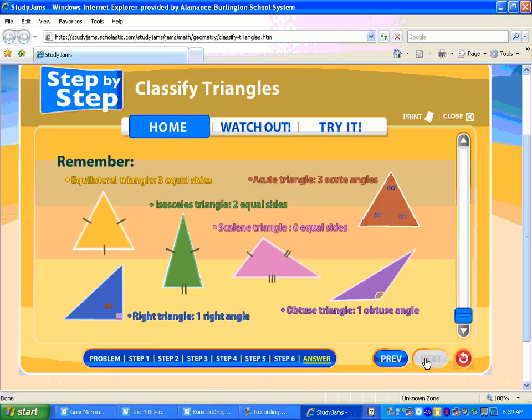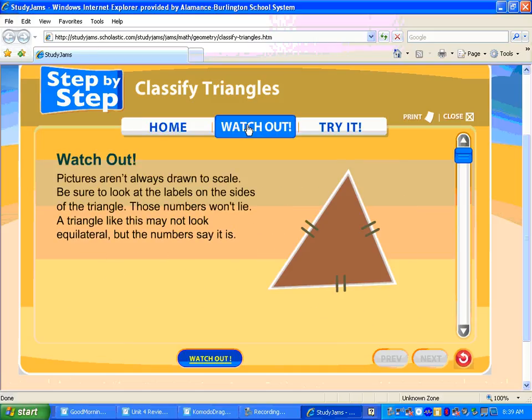Okay, so this is just a review of all of our triangles, what we already talked about. Let's look at the watch out. Pictures never lie, right? Wrong. Pictures aren't always drawn to scale. Instead, look at the labels on the sides of the triangle. Those numbers won't lie. A triangle like this may not look equilateral, but the numbers say it is.